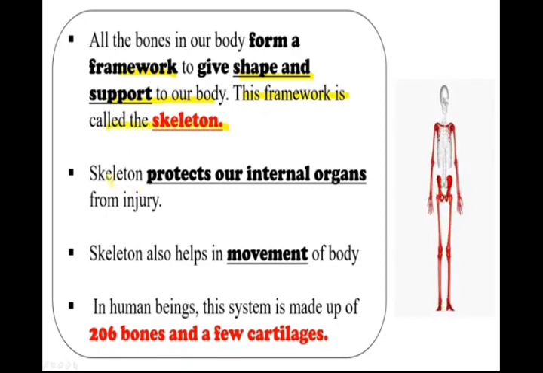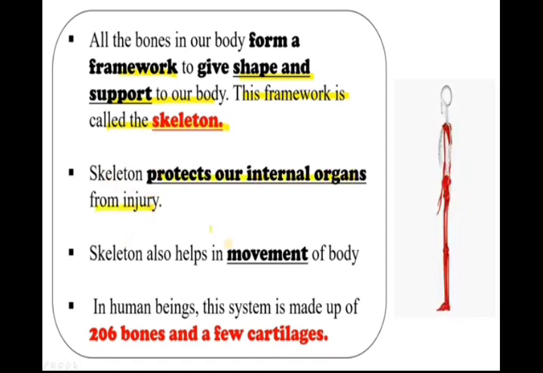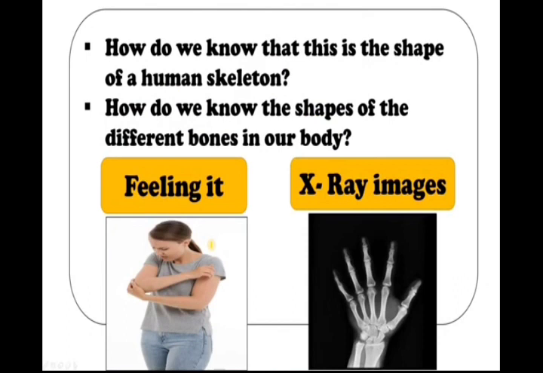So, what are the functions of the skeletal system? The skeleton protects our internal organs from injury, and it also helps in movement of the body. And finally, in human beings, the system is made up of 206 bones and a few cartilages. This is the whole human skeletal system.